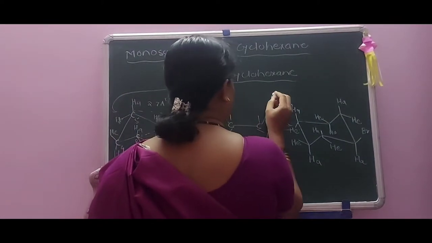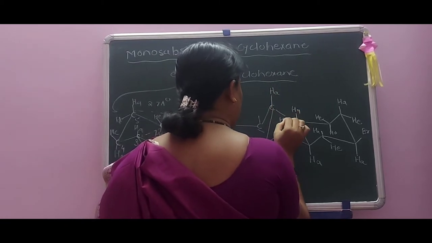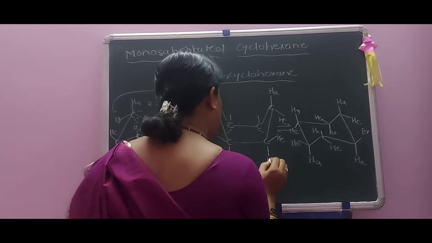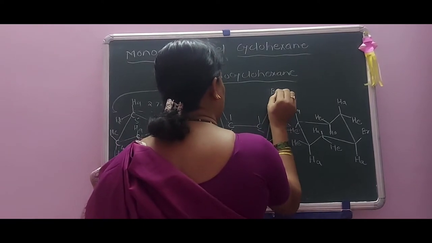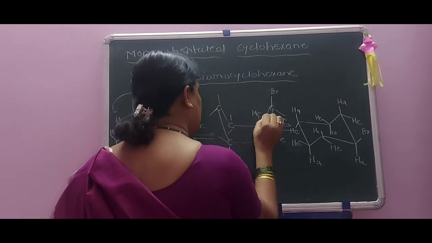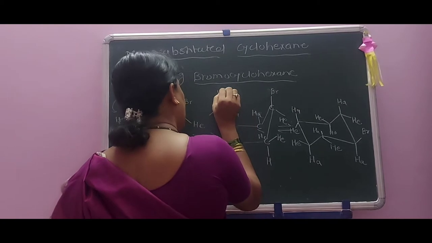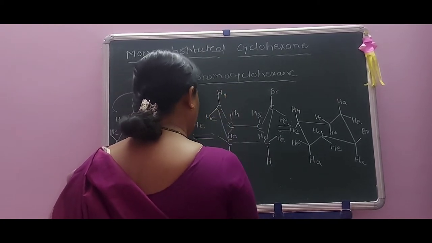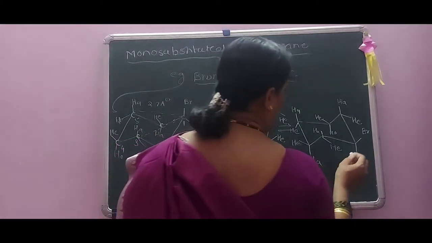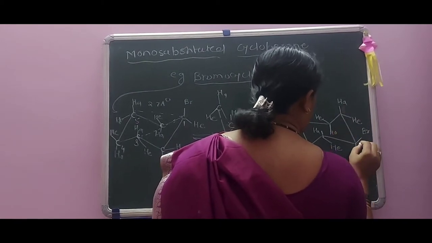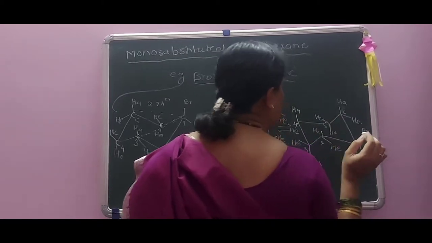These are the hydrogen atoms. Here also, this is considered as HA, HE. Here we write bromo on carbon 1, with HE, HA, HE, HA and so on on the other carbons. Now this is 1, here also 1, 2, 3, 4, 5, and here also number 6.